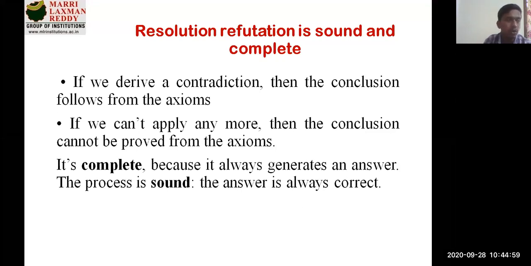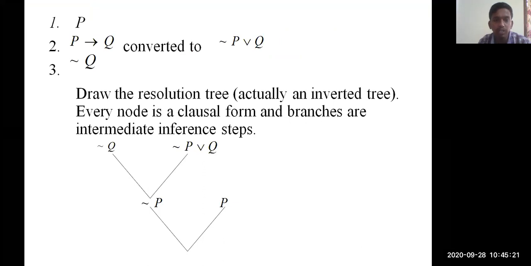So that's how you'll try to prove your statements, with respect to your conclusions from the given axioms. If we can't apply further using the resolution principles, the conclusion cannot be proved from the given axioms. That's how we'll be learning about the resolution refutation method. So here is a small example where we'll work with given premises, and finally try to get some conclusions.